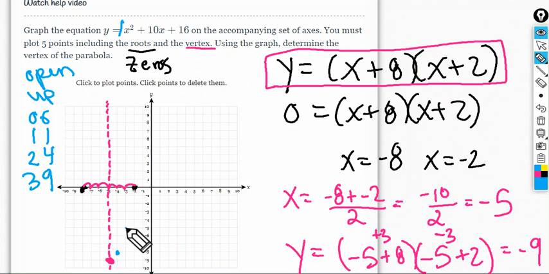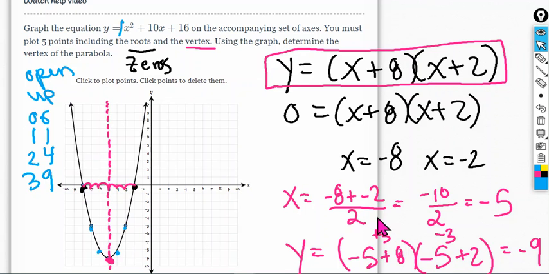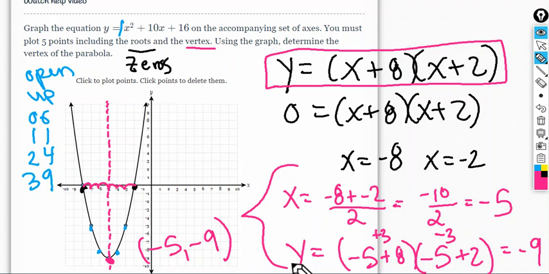Bless you. Okay, so it says that I only need 5 points, so I have 7 points here. So you just plot what you need to. Make sure that you plot the roots, the vertex, because that's what it asks for, and any 2 other points. So it's asking for the vertex, which is this point here, -5, -9. It wanted the vertex.